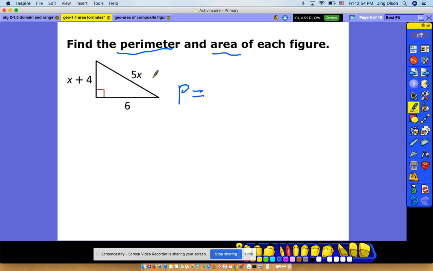The perimeter is adding the sides up. So there are 3 sides. So it'll be 6 plus x plus 4 and then plus 5x. Add these 3 sides up.